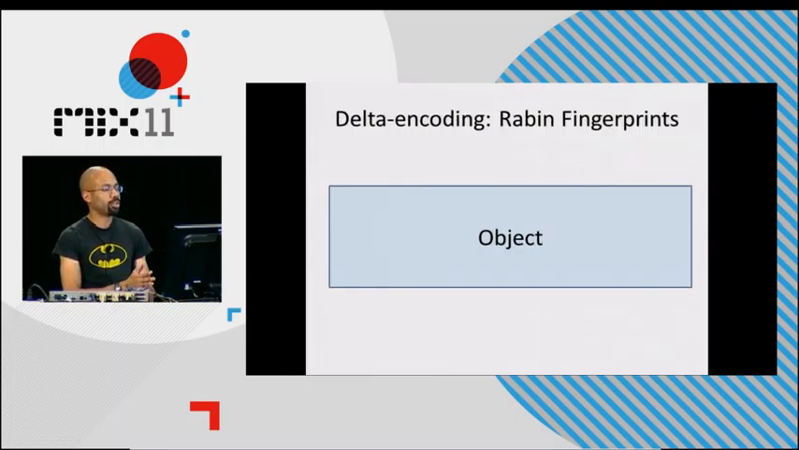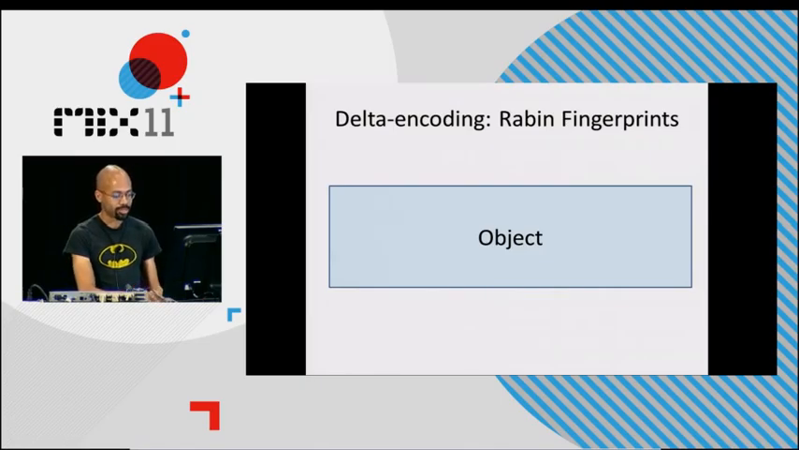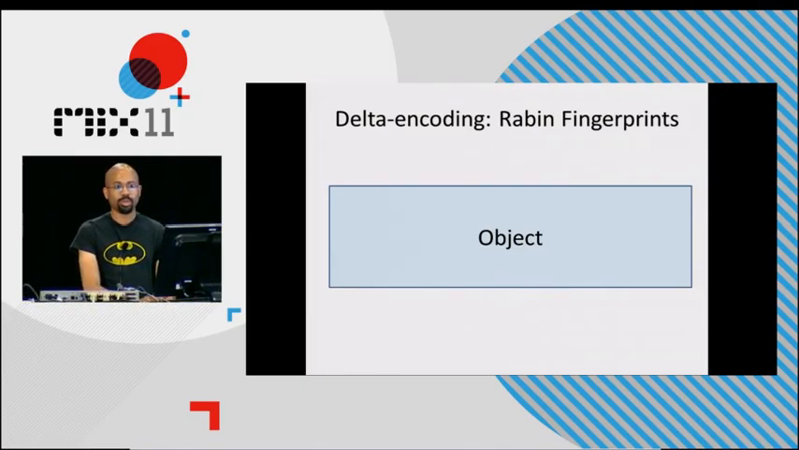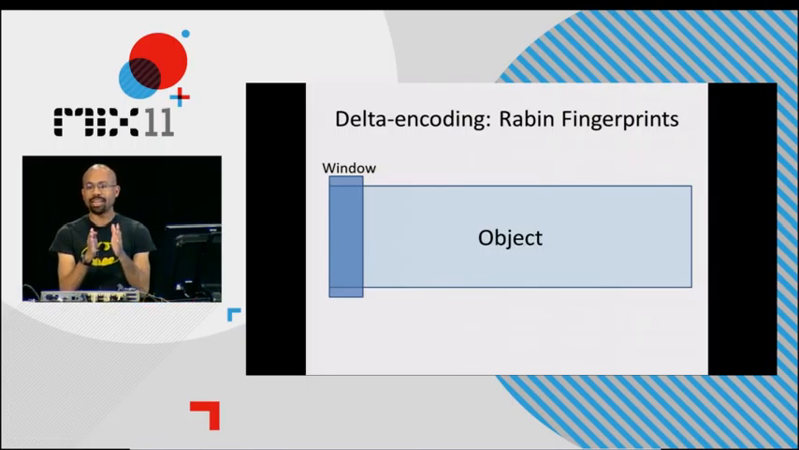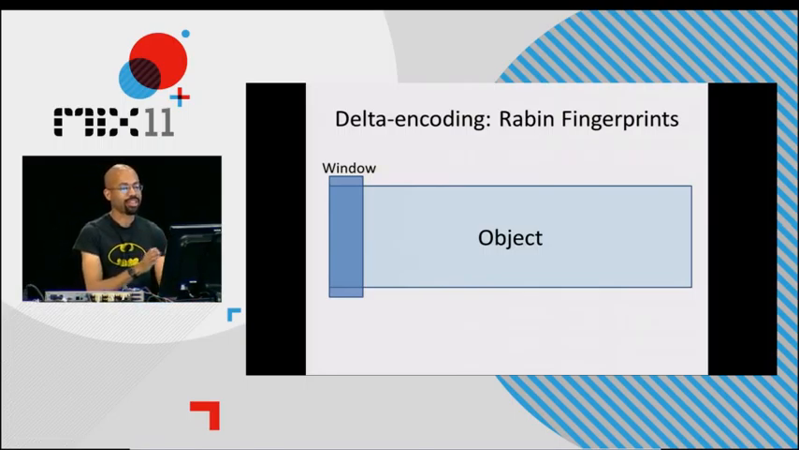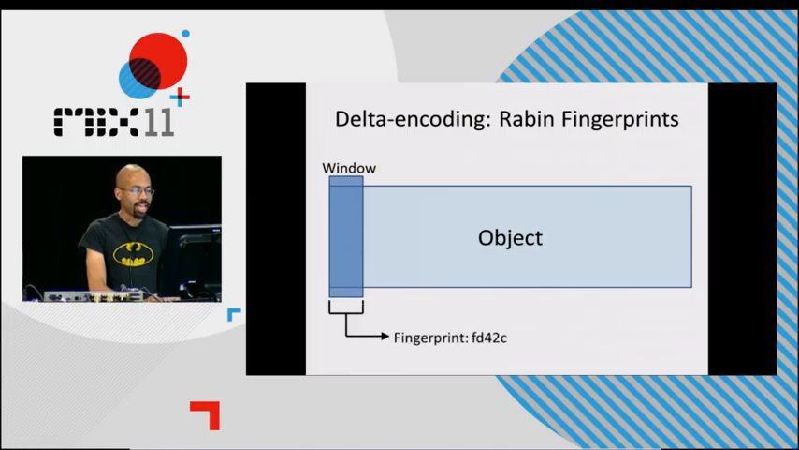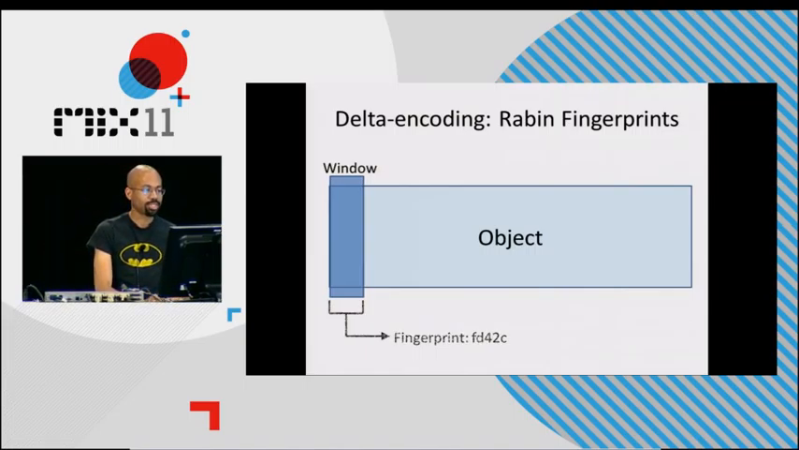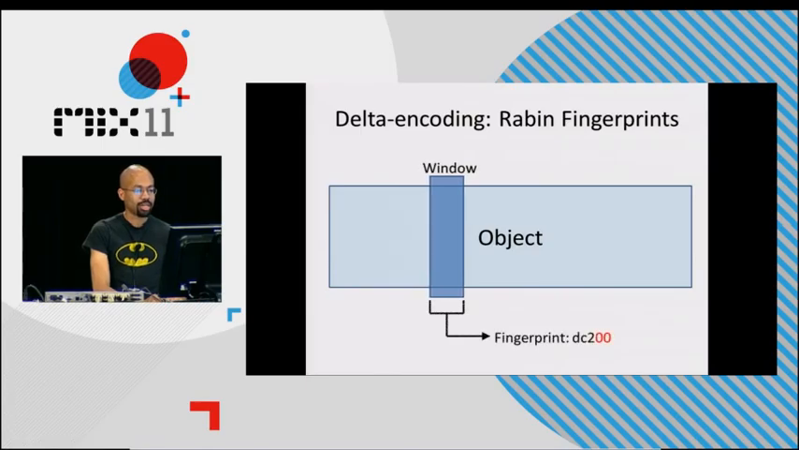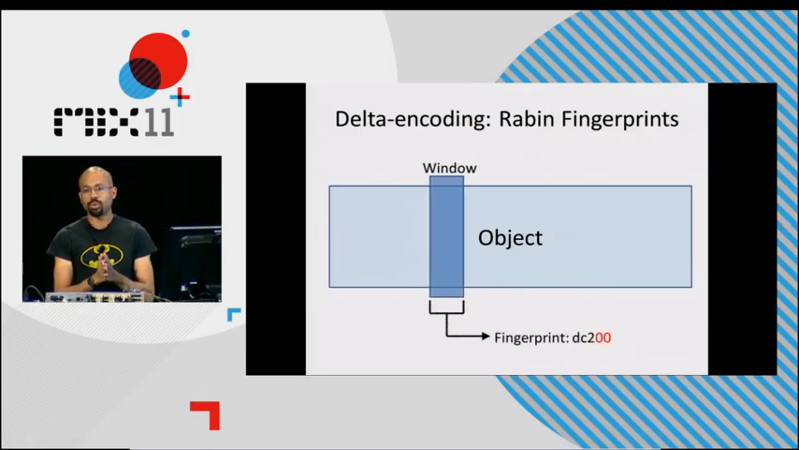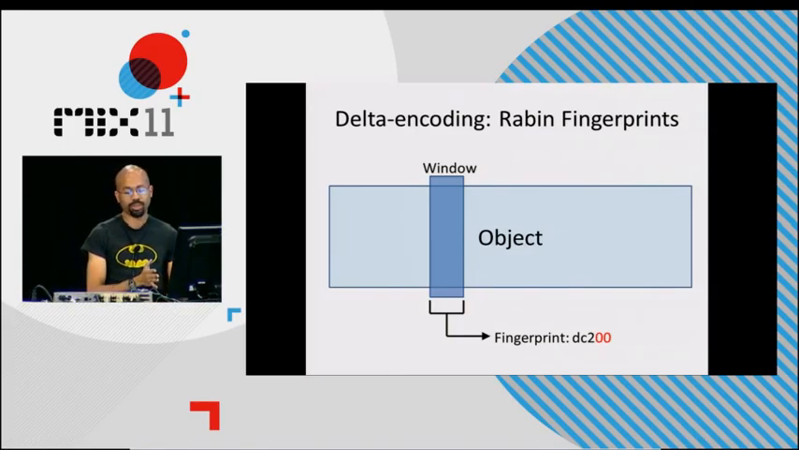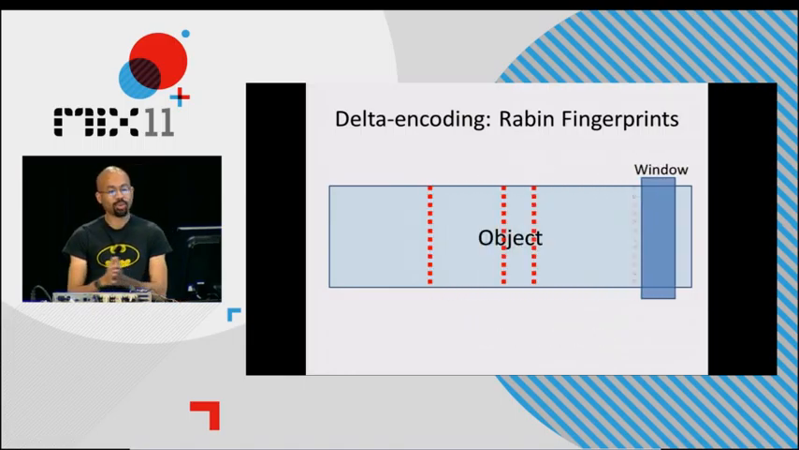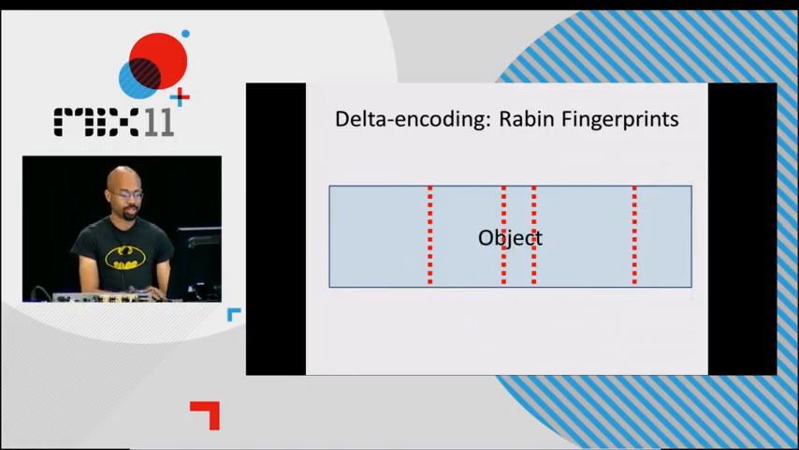So one very convenient way to do delta encoding is using a technique called Rabin fingerprints. Say we've got this object here that we want to delta encode. We take a small sliding window of, let's say, 48 bytes, and we slide it across the object. At every point as we slide, we calculate a fingerprint, essentially just a hash function of the bytes in that window. As we slide the window across the object, we declare a chunk boundary whenever the lower order bytes of that fingerprint are 0. So whenever the lower order byte is 0, we put a chunk boundary there. And we continue to slide the window across the object, creating chunk boundaries.